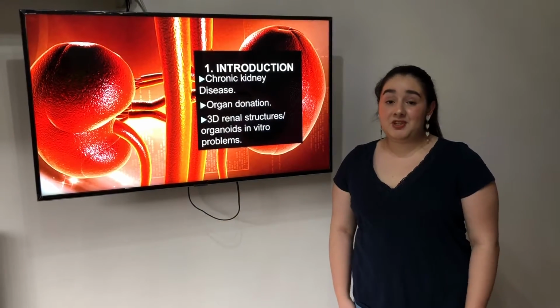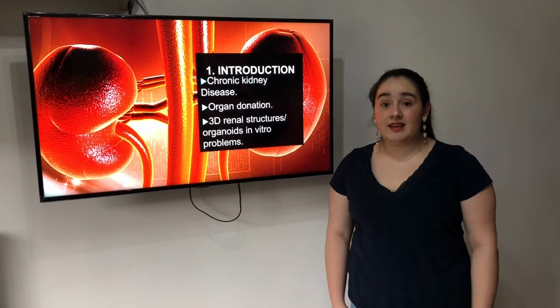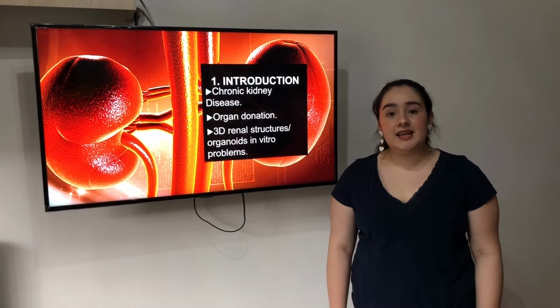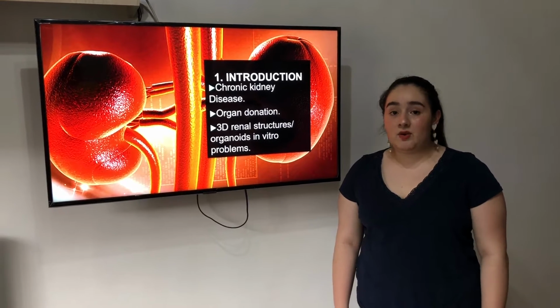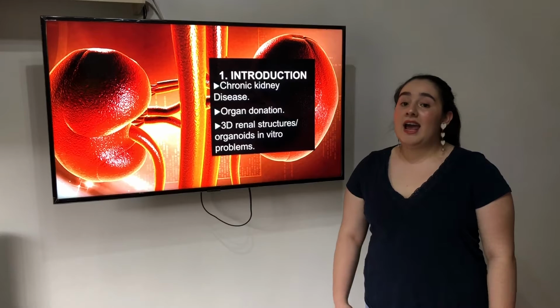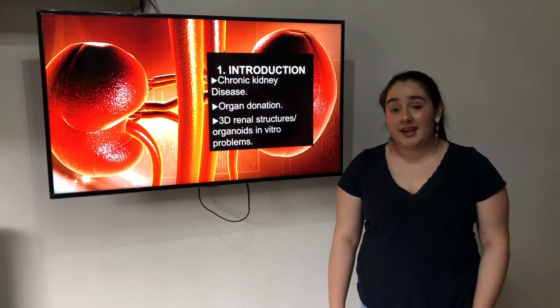Chronic kidney disease, especially end-stage renal disease, can threaten the life of humans. There are two options for treatment. The first is blood dialysis, but this can seriously affect the quality of life of humans. And the other one is organ donation, but organ donation cannot supply all the clinical needs.